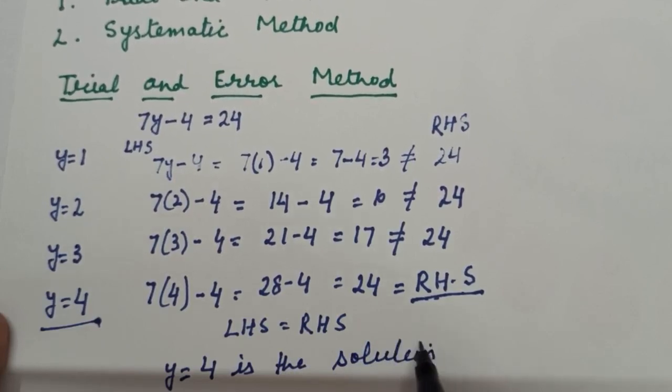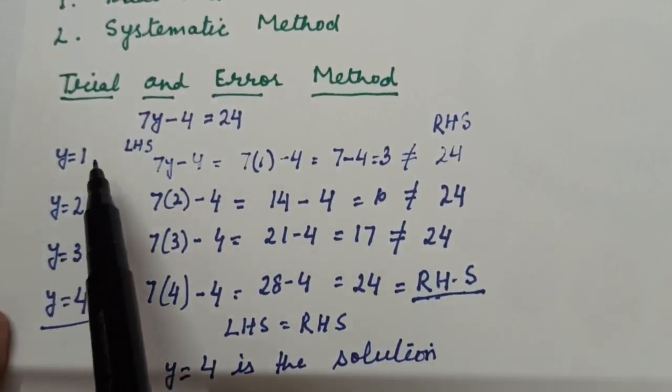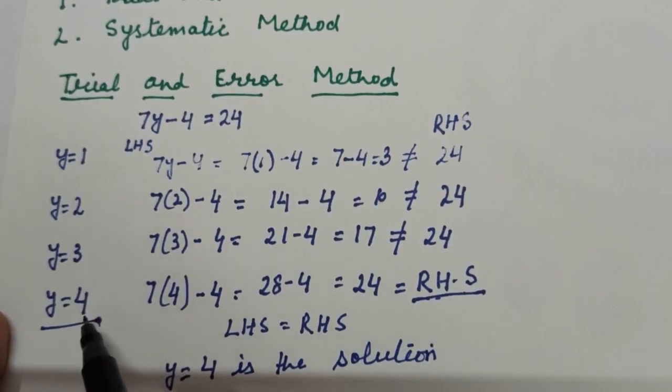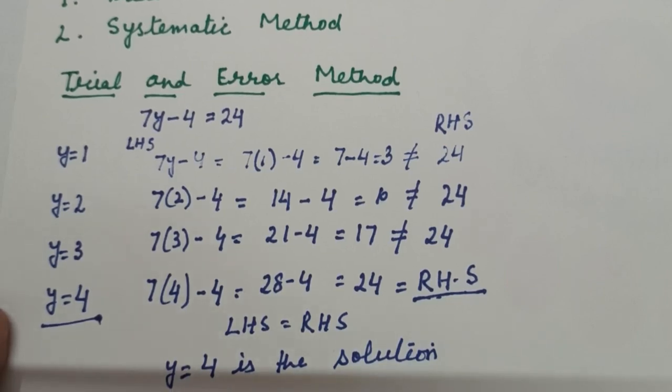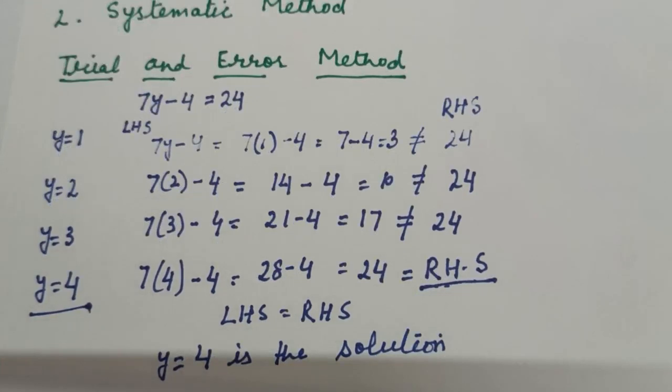So you can see what we are doing here. We are trying different values for y so that we get left hand side equal to right hand side. The value for which it comes, we will say that value is the solution. Alright. Your question number 3 in your exercise is with the trial and error method, so do the parts of that question 3. Second method, systematic method, we will discuss in the next video.